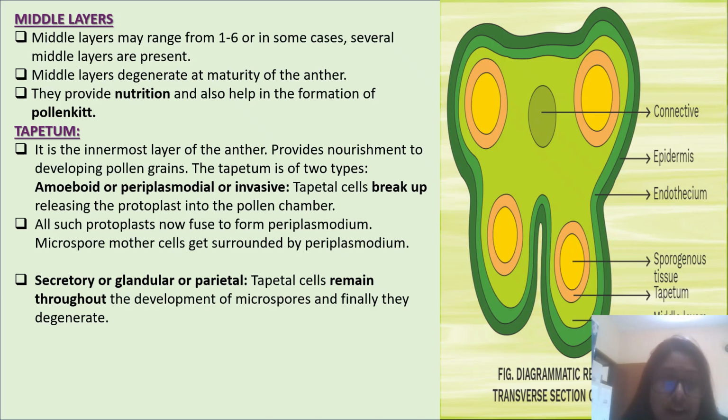Next, secretory or glandular or parietal. This type of tapetal cells remain throughout the development of microspores and finally they degenerate.